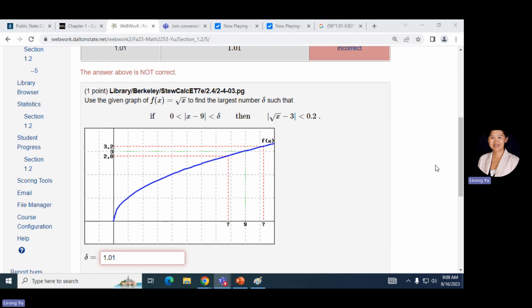Negative 1.16, and this one is 1.24. All right, but remember we take the absolute value of x minus 9, so you're going to take the absolute value of these two. After we take the absolute value, this will be 1.16 and this will be 1.24. For delta, we always choose the smaller one because we're making a guaranteed smaller radius. So we end up getting 1.16.